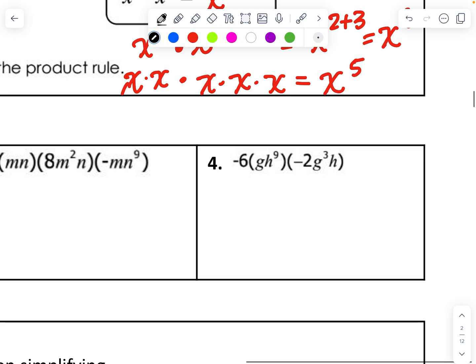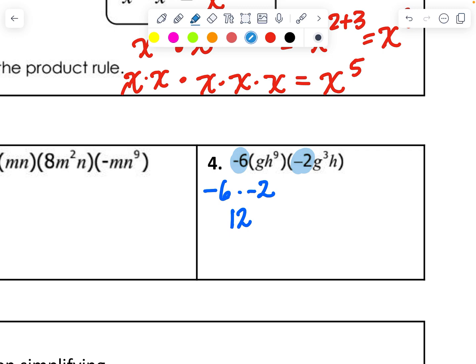Okay, let's work number 4. So this 6 and this 2 would go together because those are my numbers, right? So negative 6 times negative 2 is positive 12. Now let's go to the letters. I got a G here and G3 there. So G 1 time plus another 3 times is to multiply G 4 times.